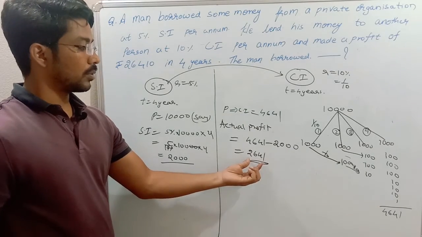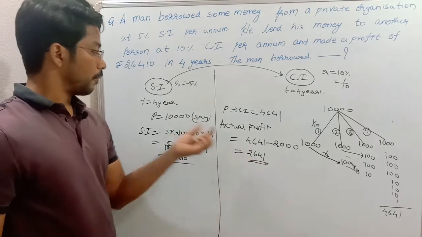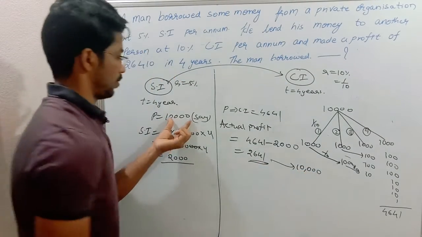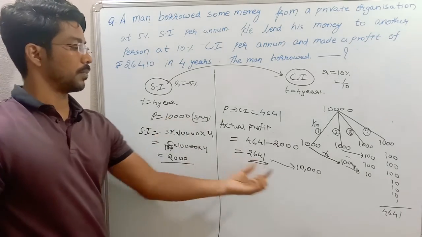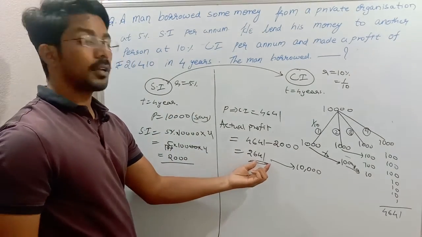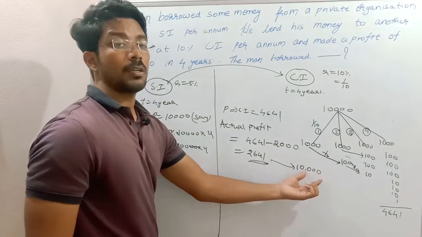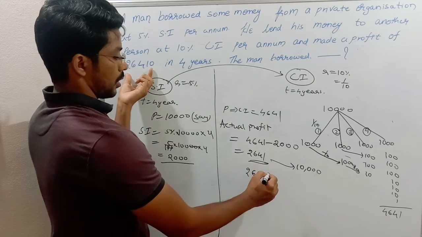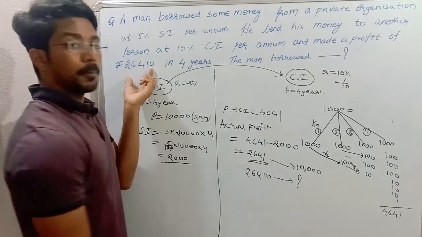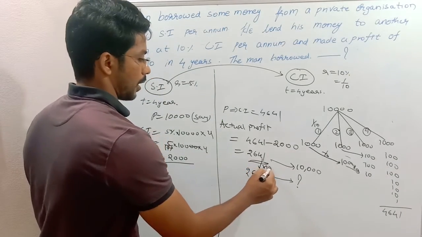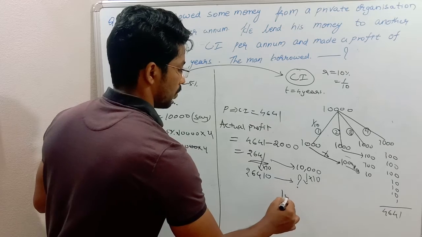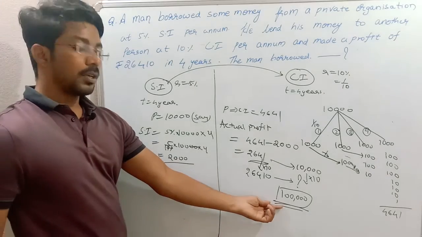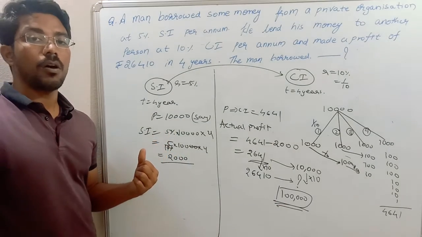So 2,641 is the actual profit for 10,000 rupees, as we have assumed 10,000 as the principal. Then for 26,410 rupees, how much will be the principal? As it is 10 times, 10 times 10,000 will be 100,000. So this is the amount which he borrowed from the private organization.